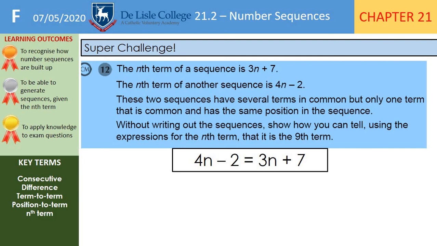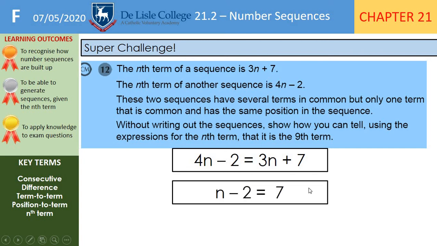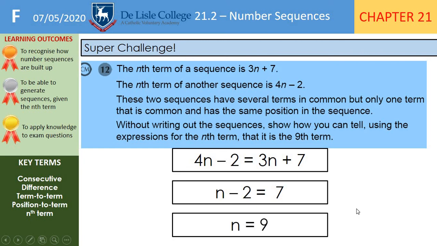Excellent. So next stage, we're trying to prove that the nth term, the common term they have in common, is the 9th. So we need to know what n equals. So we can subtract 3n from both sides, and we're left with n subtract 2 is 7, and then we can add that 2 to both sides, and we get n equals 9, and that's what we're after.